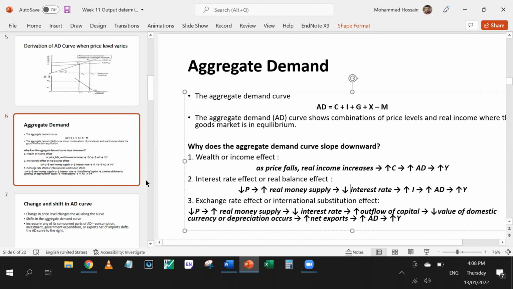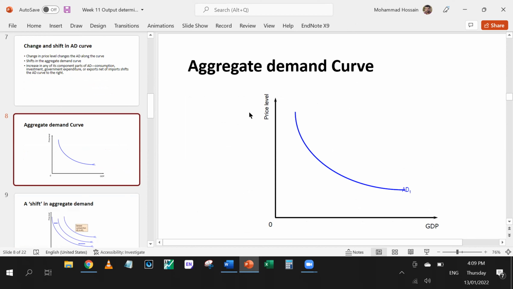Changes and shifts in the aggregate demand curve. You can see the aggregate demand curve here, like the normal demand curve we have. One side is price level, and the other side is GDP. That's the difference. In a normal demand curve, price is on the y-axis, and the x-axis is quantity. But here, it is the quantity produced, which means our GDP. So the aggregate demand curve has price level on one side and GDP on the other.